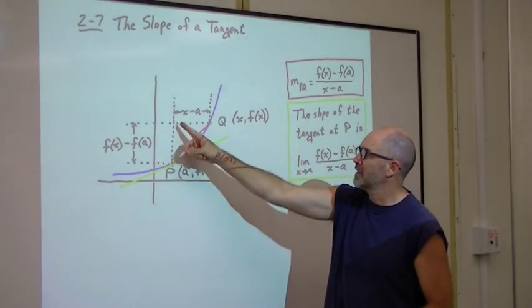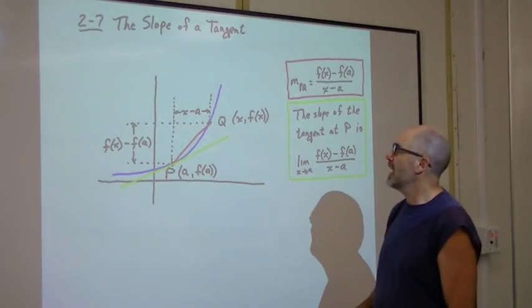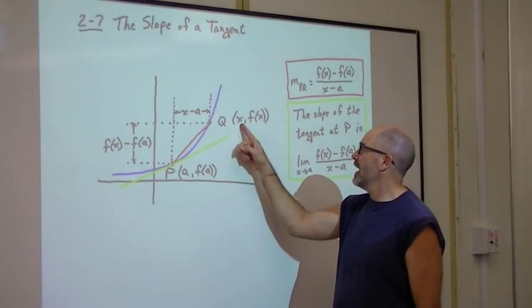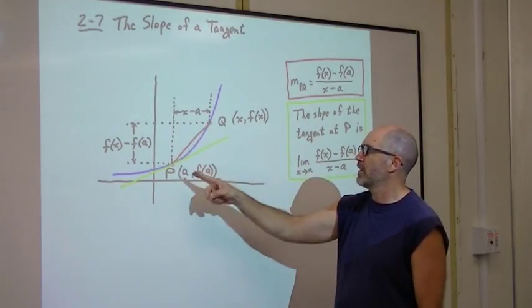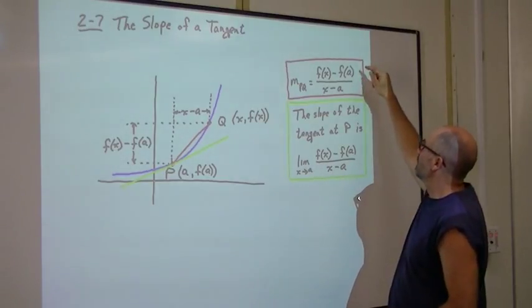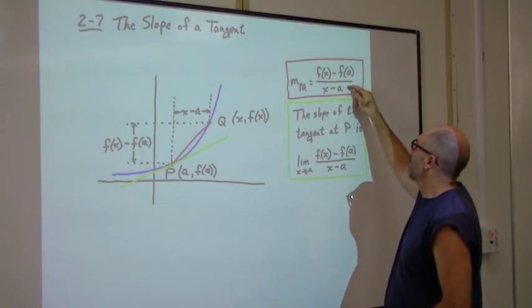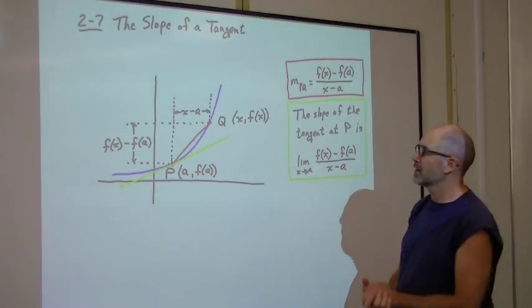That's the distance we move up from P to Q. The change in x is going to be x minus a. So that's the amount we move over to get from P to Q. So we say the slope of PQ is f of x minus f of a over x minus a. Change in y divided by change in x.